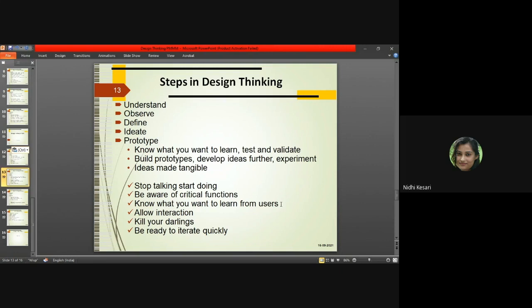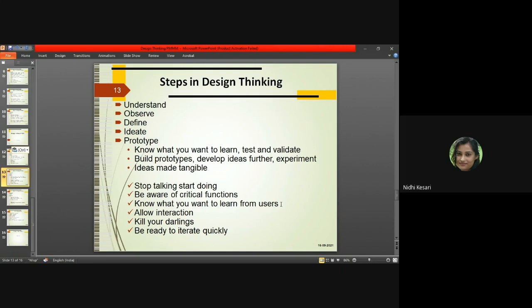So you need to kill your darlings. In case you have something in mind which you wanted to keep in the prototype and in the final product, then if your team members are asking many questions on that, and you feel that their questions are valid, you need to leave that one darling of yours. So don't keep that feature in the product, don't keep that feature in the service also. Be ready to iterate very quickly.